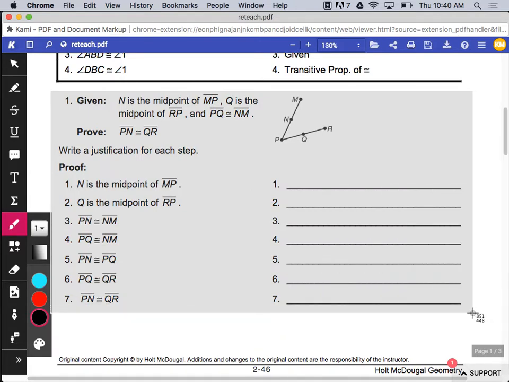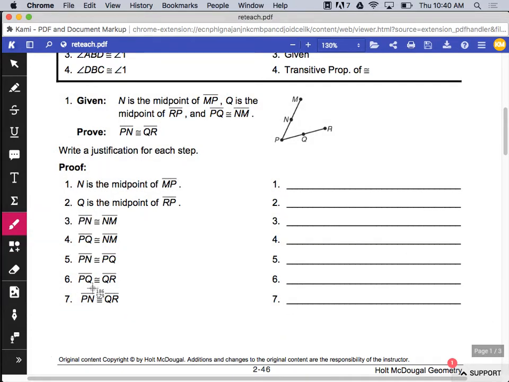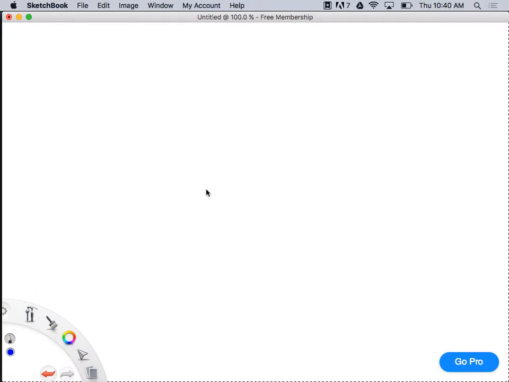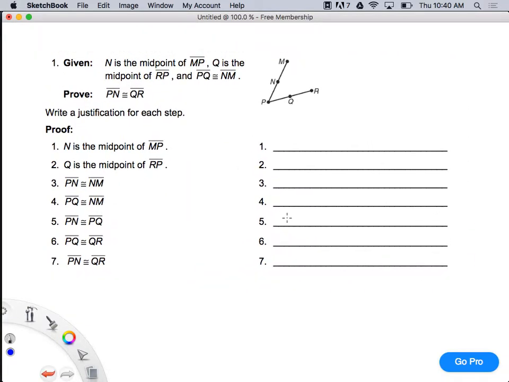Okay? So it doesn't just tell us everything, it's asking us to give the reasons. You see? On the left of a two-column proof are the statements. So here are the statements, and then we need the reasons. So let's go through this pretty quick because I want us to get to the next one. Okay, N is the midpoint of MP. So here's N is the midpoint of MP, that's this right here.